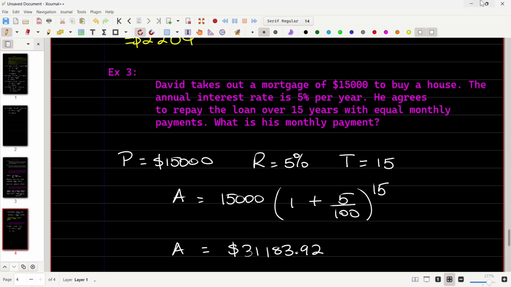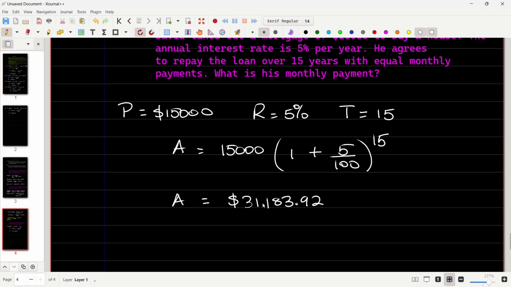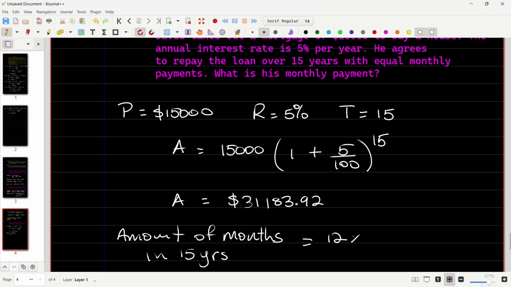31,183.92. All right, so this is the total amount that he has to pay at the end of that 15-year period. Now we want to figure out what his monthly installments are going to be. So this takes place over 15 years. The amount of months in 15 years is equal to 12 times 15, which is approximately 180 months.